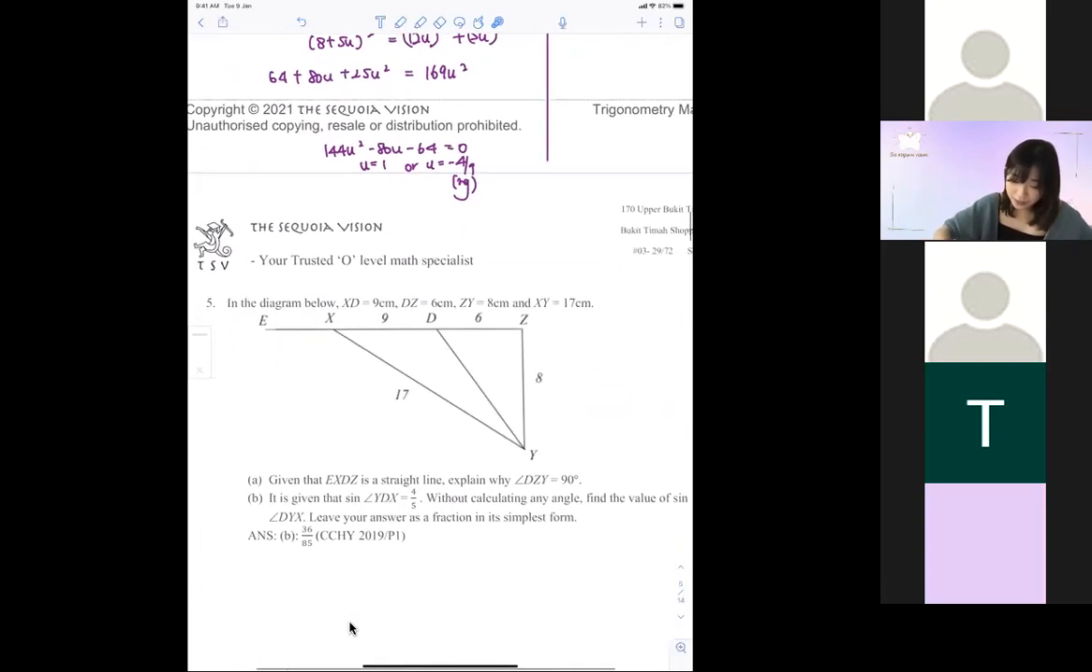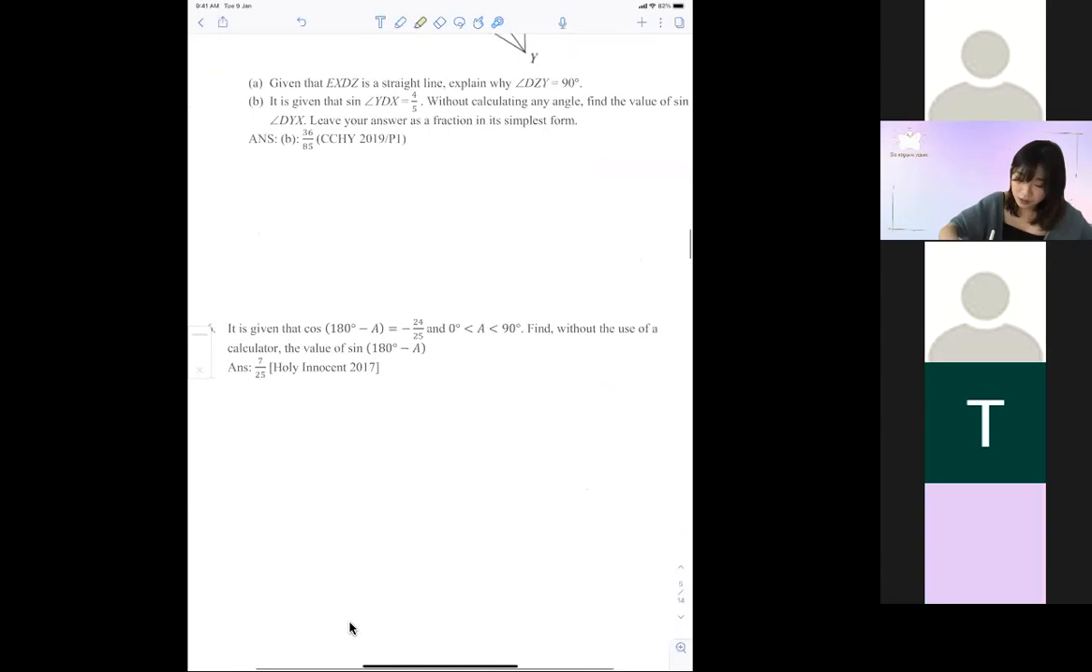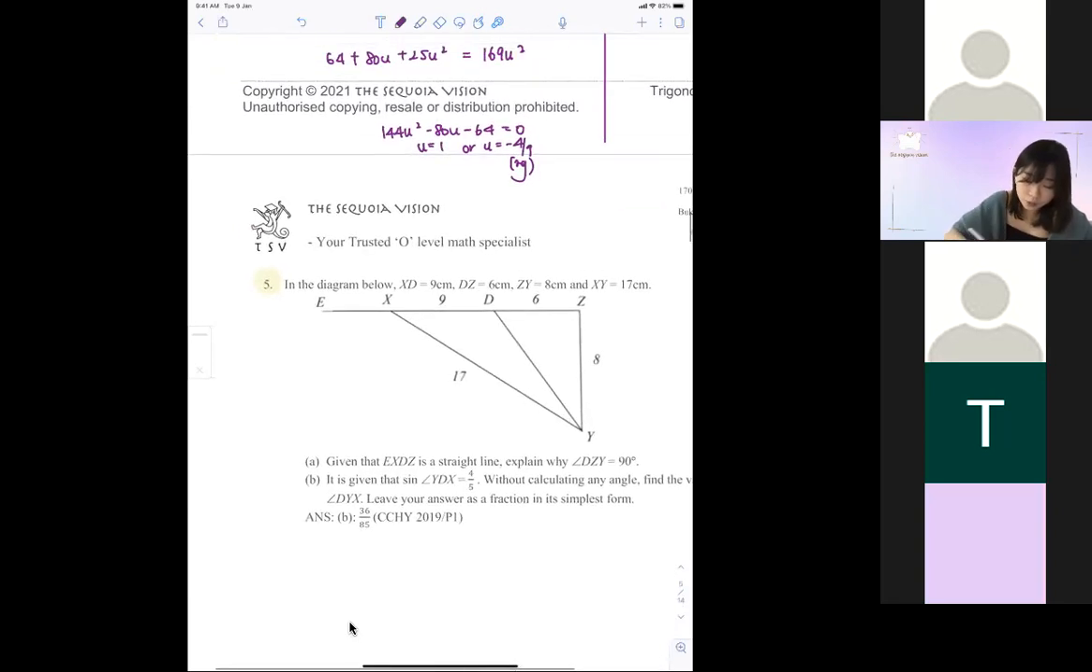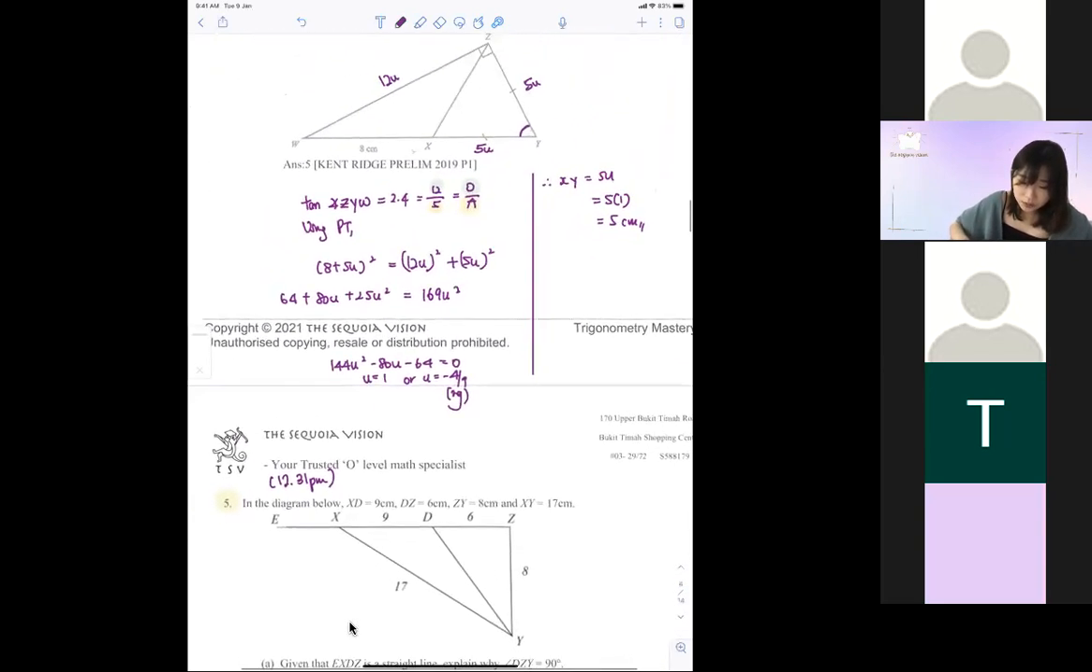Okay, when you're done, I'll let you try one question. Can all of you try question 5? I think this is the last one already. Yeah, the last triangle one before I move on to sine rule and cosine rule. I give you until 12:31 to finish this. I'll let you copy as well. Any question, you can let me know.